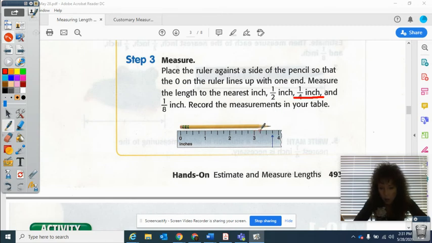3 1/4, 3 1/2, 3 3/4. So for the 1/4 inch, right here, the nearest 1/4 inch, it's 3 3/4.